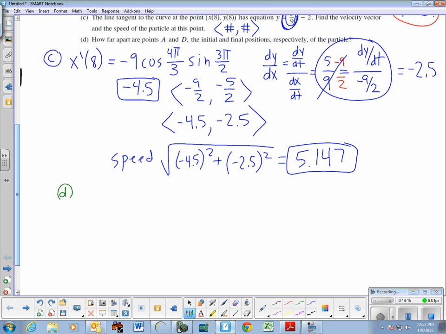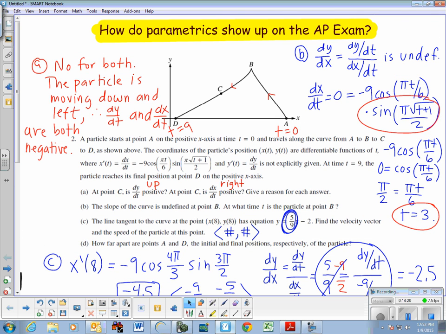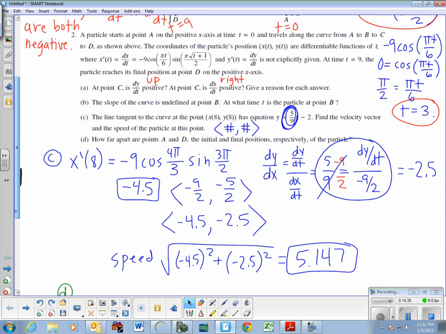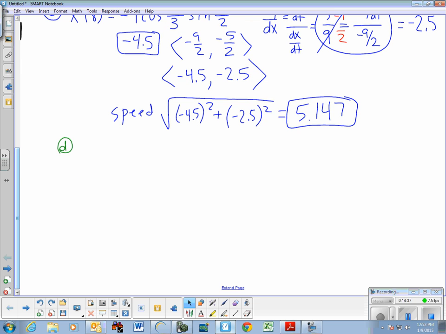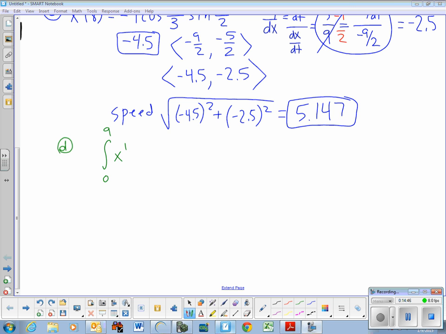Think of it this way. Where does the particle end up? It ends up where it finished minus where it started. All right, how much has its x position changed from 0 to 9? So basically what that all boils down to is the integral from 0 to 9 of x prime. All right, because if you integrate the derivative, you end up with x, so we're going to have x of 9 minus x of 0.